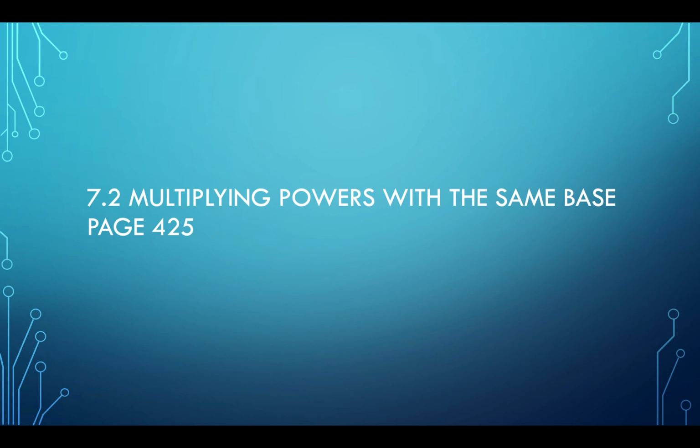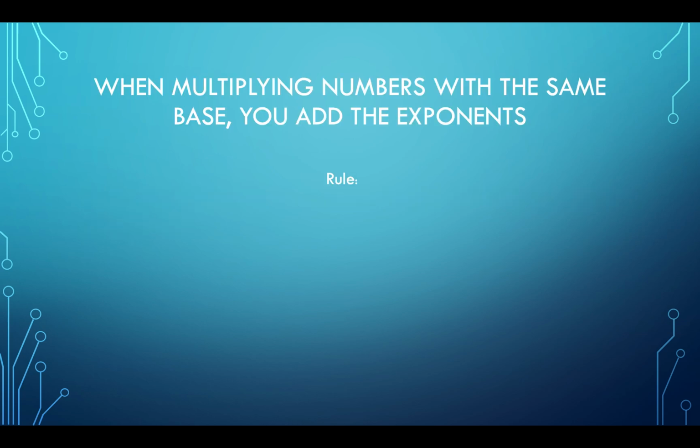So now we're going to start with Chapter 7, Section 2, multiplying powers with the same base. We're on page 425. When multiplying numbers with the same base, you're going to add the exponents. So our rule for that is, if we have a to the m times a to the n, now our bases are the same because it's the letter a, you're going to add the exponents. So it would be a to the m plus n power.